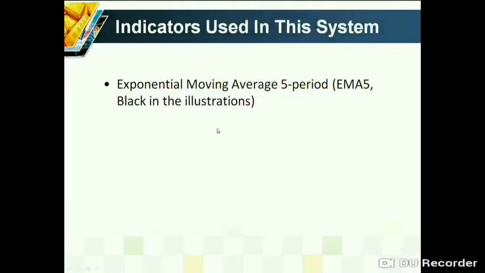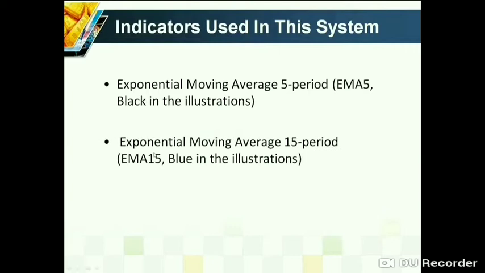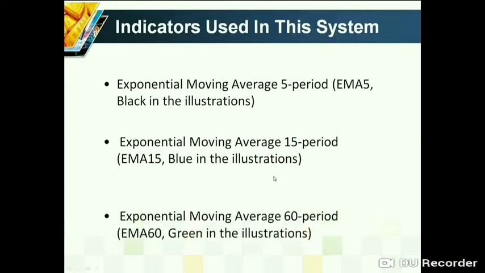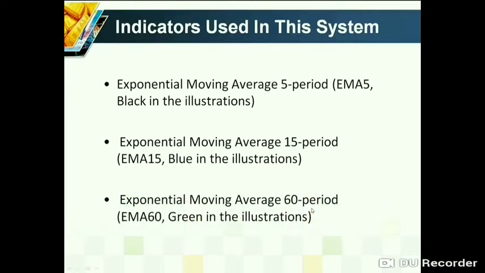We use an exponential moving average 5 period, that's an EMA 5, and we're going to make that black. An exponential moving average 15 period, that's an EMA 15, and we're going to make that one blue. And then an exponential moving average 60 period, that's an EMA 60, and we'll make that green in our examples.